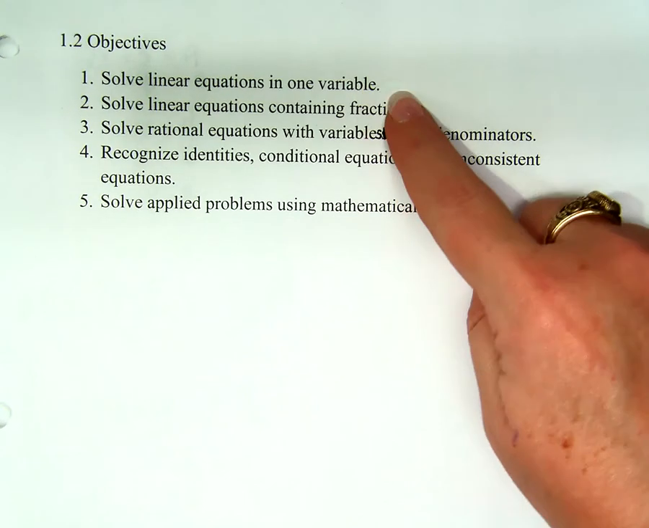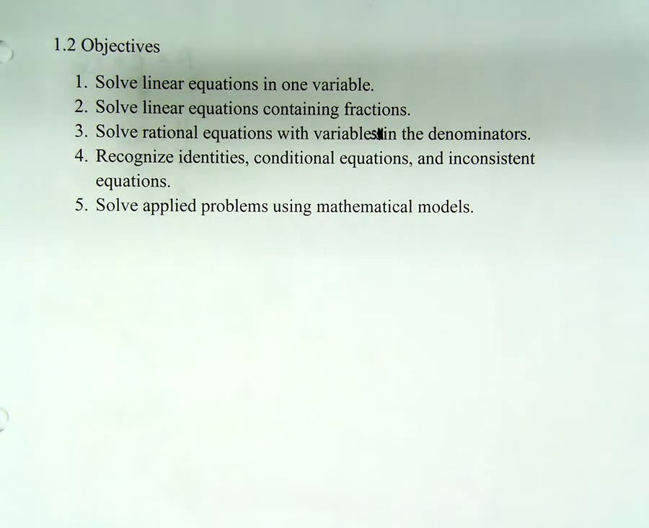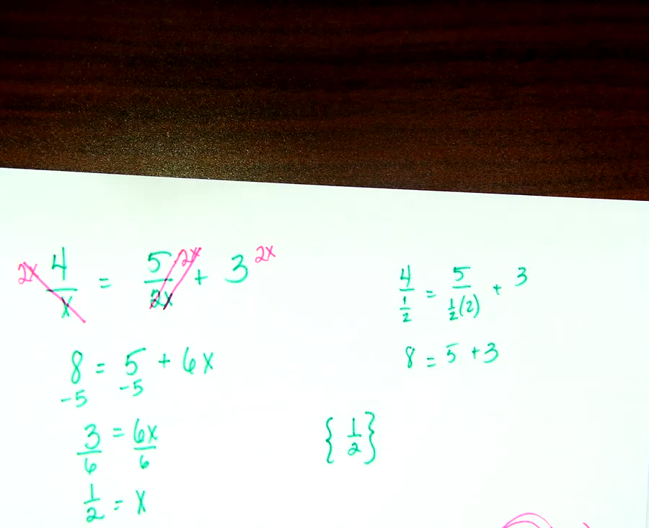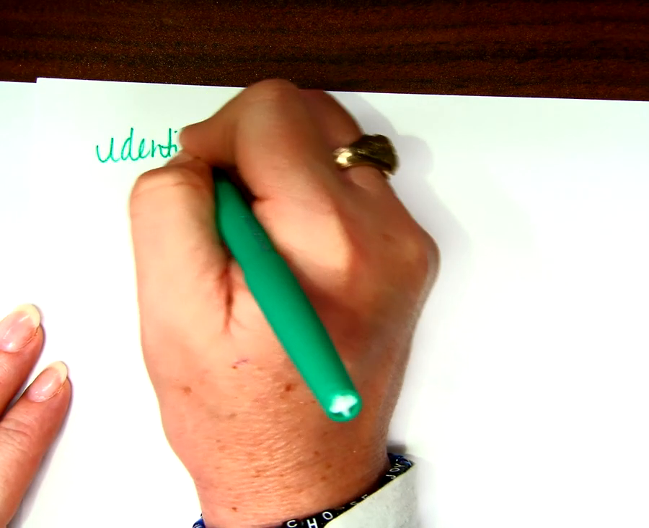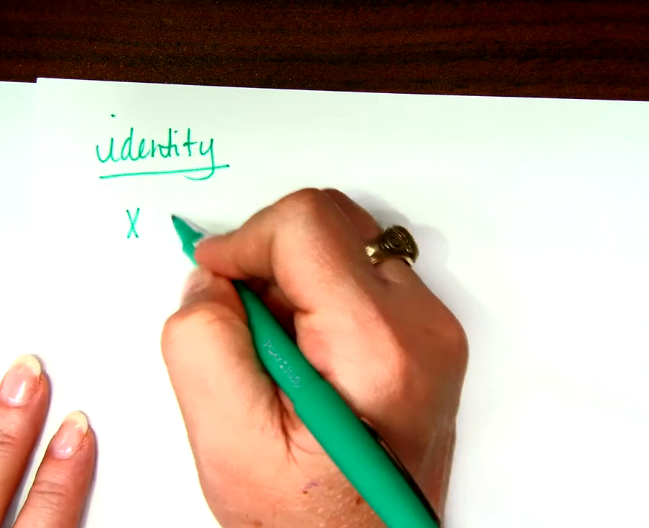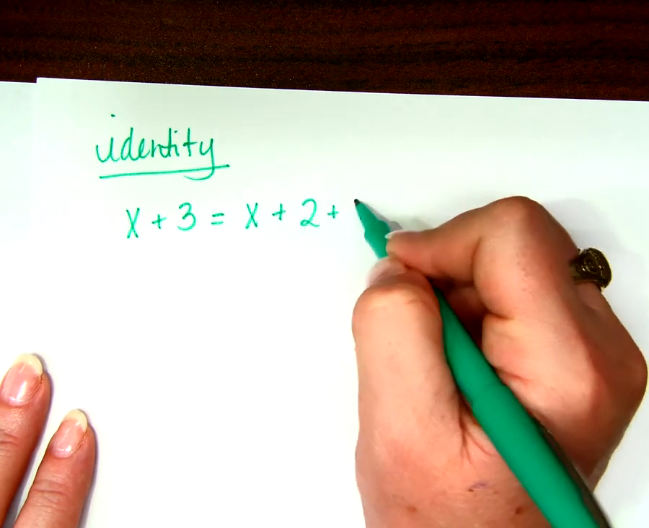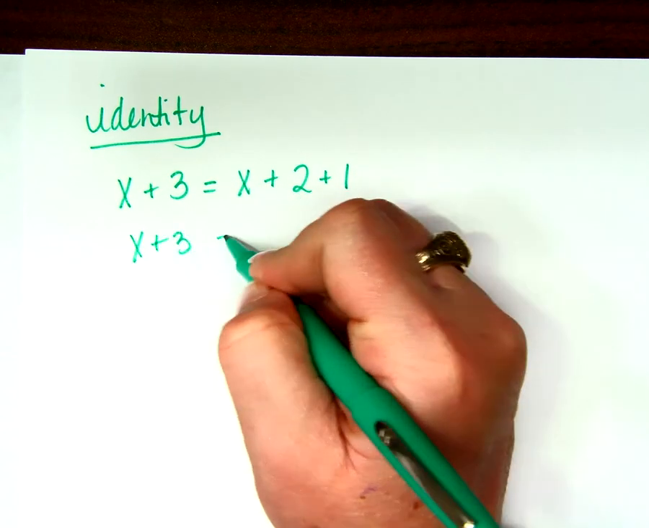Okay, so that takes care of our first 3 objectives for the day. Let's talk about identities, conditional equations, and inconsistent equations. So identity. An identity looks something like this. x plus 3 equals x plus 2 plus 1. It does. x plus 3 equals x plus 3.